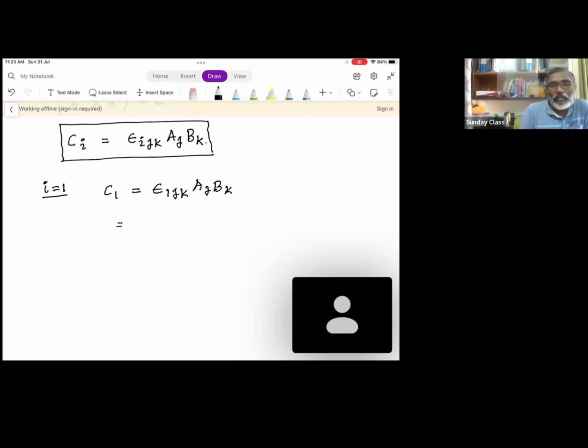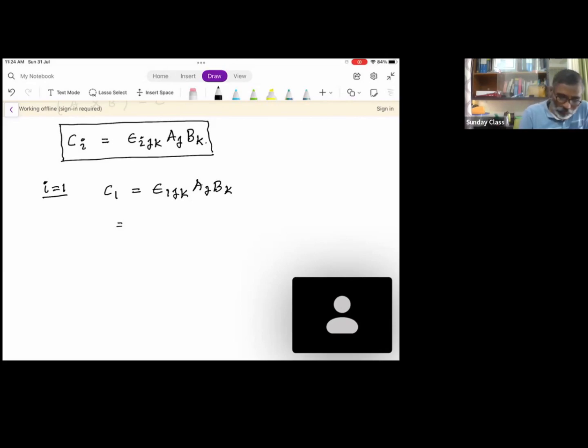Correct? There will be 9 terms on the left hand side. But fortunately, I don't have to write all these 9 terms because of the definition of this epsilon ijk. In those 9 terms, if j and k are repeated, then epsilon becomes 0. Correct? So j and k are not repeated. How many possibilities are there? I is already 1. So j and k cannot be 1. Suppose I fix j to be 2, then k has to be necessarily 3.